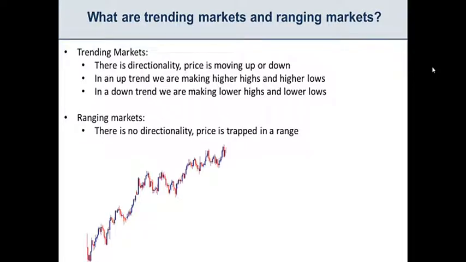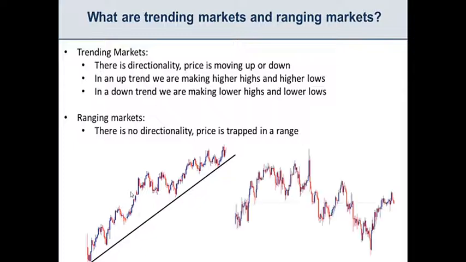So here's an example of a chart that is trending to the upside. You can clearly see that we are making a higher high, a higher low, a higher high, a higher low, a higher high, a higher low, a higher high, a higher low, etc. So we are in a trending market, and this is a ranging market.